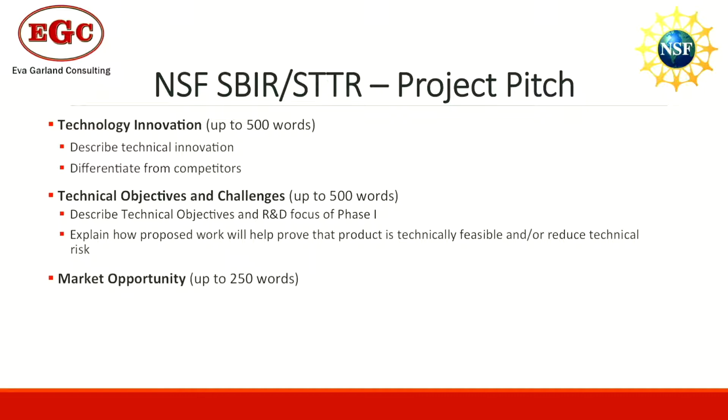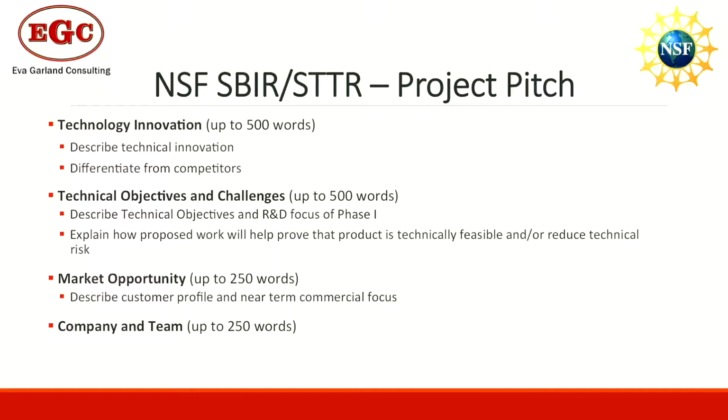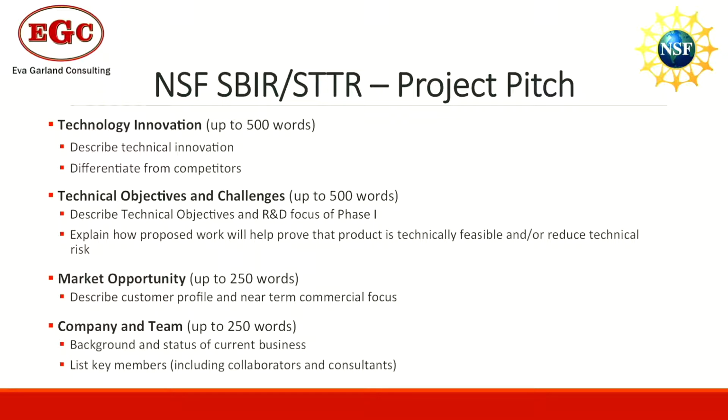There's another section on market opportunity. This is even shorter, 250 words. You describe the customer profile and the near-term commercial focus. And finally, a brief section, again 250 words, on your company and the team. A little bit of background, the status of your current business, and then you list the team members, including the collaborators and consultants. So all in all, this is more or less 3 Word pages.